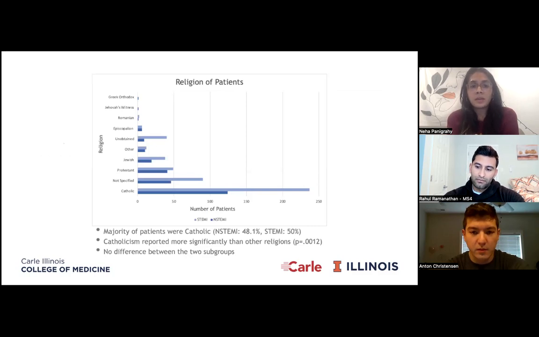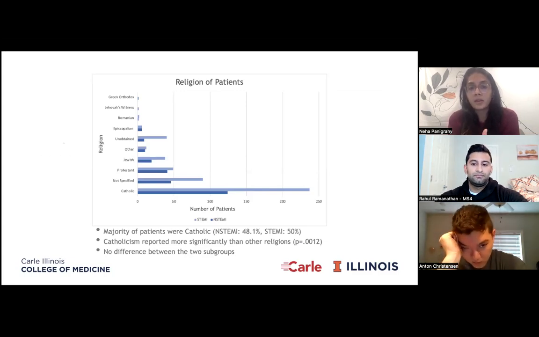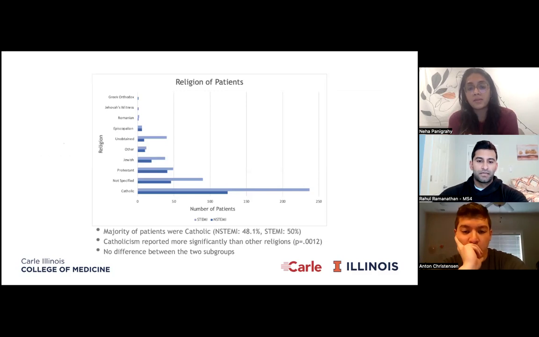Next, we also looked at religion of patients. We observed that the majority of the patients were Catholic. In the NSTEMI subgroup, that was about 48%, and in the STEMI subgroup it was 50%. Catholicism was reported more significantly than any other religion, with a p-value of less than 5%. However, we didn't notice any difference between the 2 subgroups.